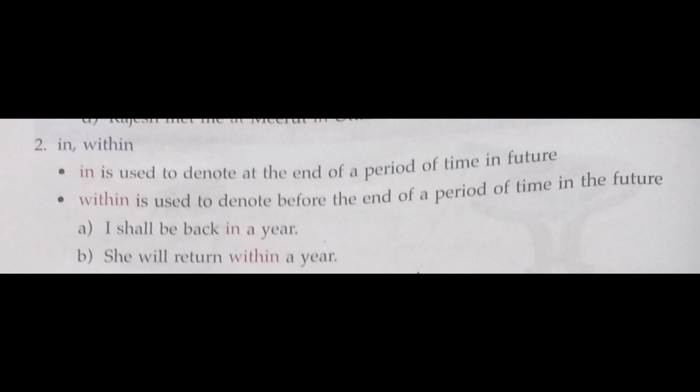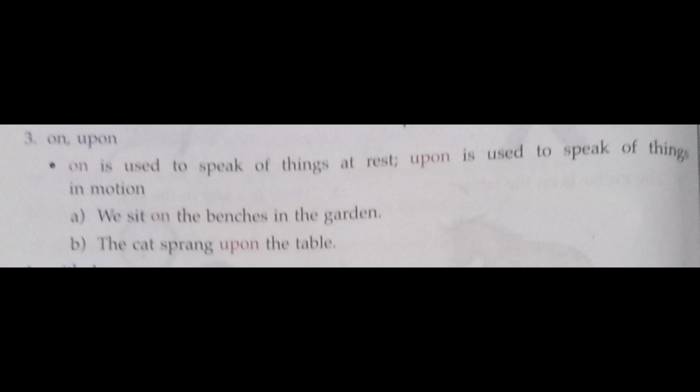All right. Number third is on and upon. On is used to speak of things at rest. All right. So whenever something is placed on another thing and it is at rest, in that case we use on. For example, you can say that the book is on the table. All right. Or my plate is on the table.